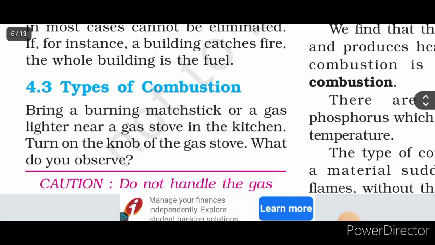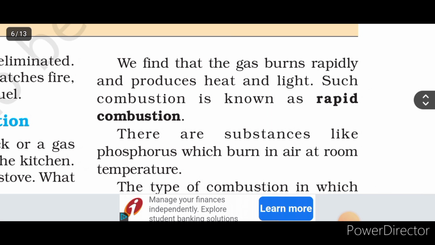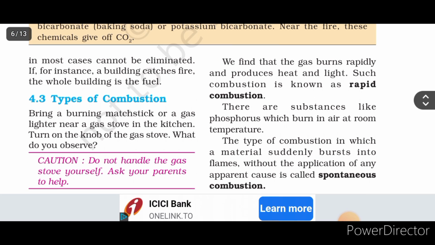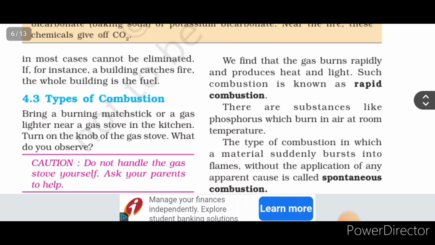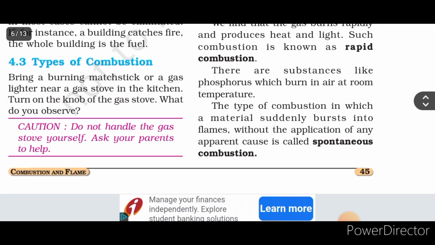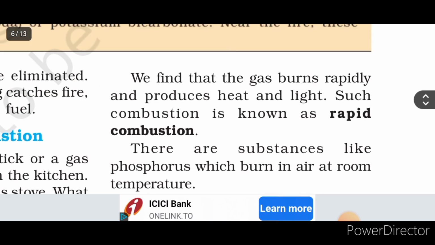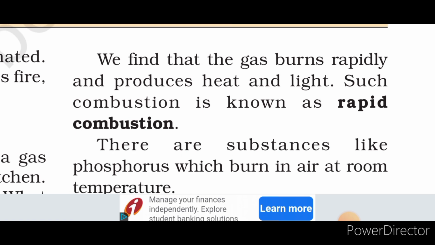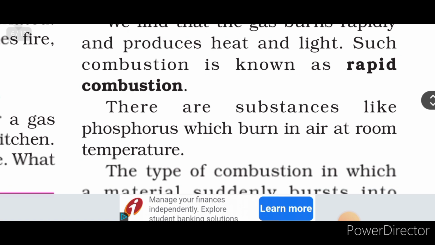Types of combustion. There are two types of combustion. First, rapid combustion. Second, spontaneous combustion. We find that the gas burns rapidly and produces heat and light. Such combustion is known as rapid combustion.